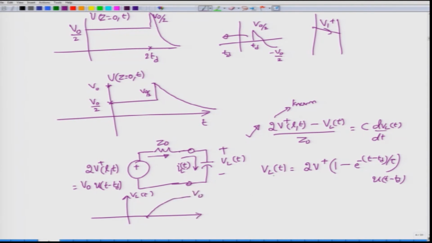Okay, from the same equation VL, you can find out what would be V minus. I will not derive it, but I will leave this as an exercise. So V minus at the load side would be something like this. At Td you start with an amplitude of minus V0 by 2 and then gradually keep going all the way up to V0 by 2.